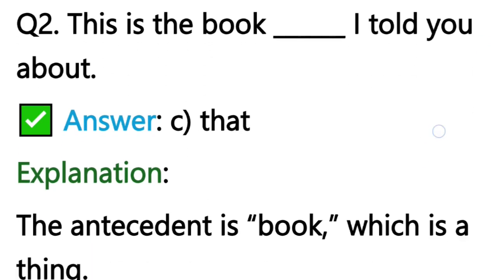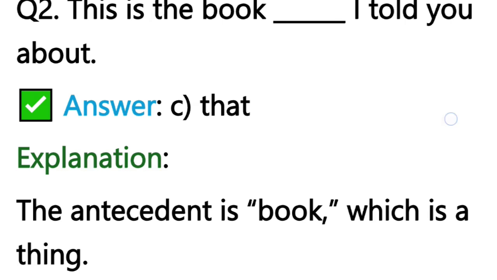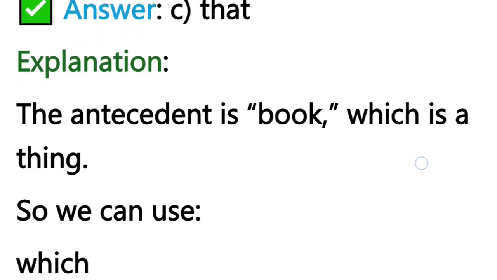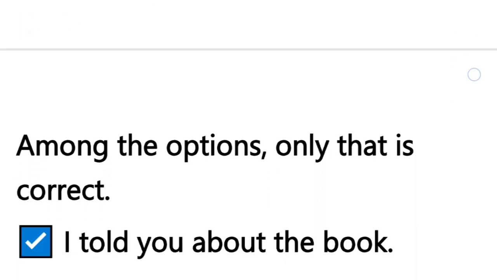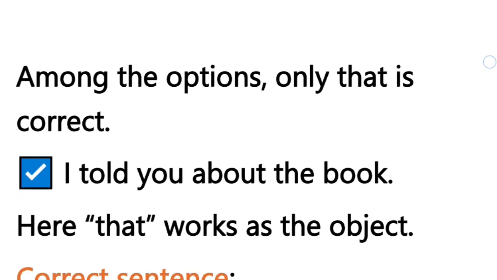This is the book dash I told you about. Answer is, this is the book that I told you about. We have used that because that is giving essential information. I told you about, and the antecedent is book, which is a thing. So we have to use either which or that. We can use which and that, any of these. Among the options, only that is correct.